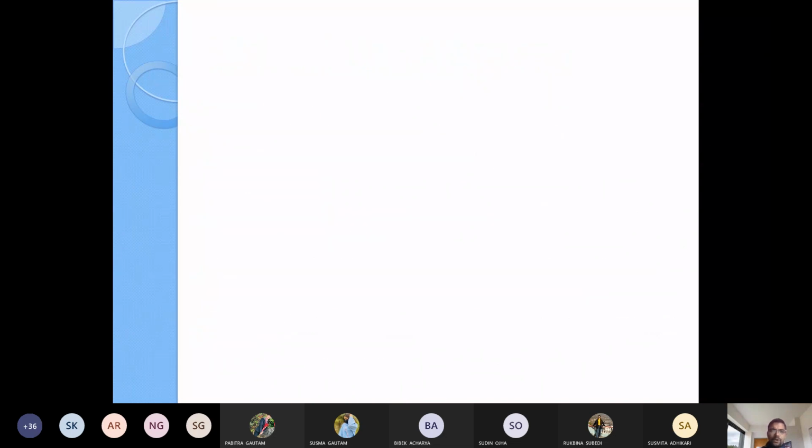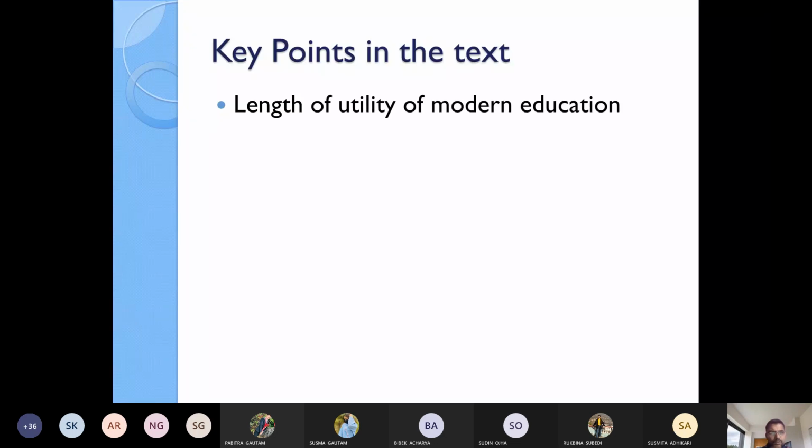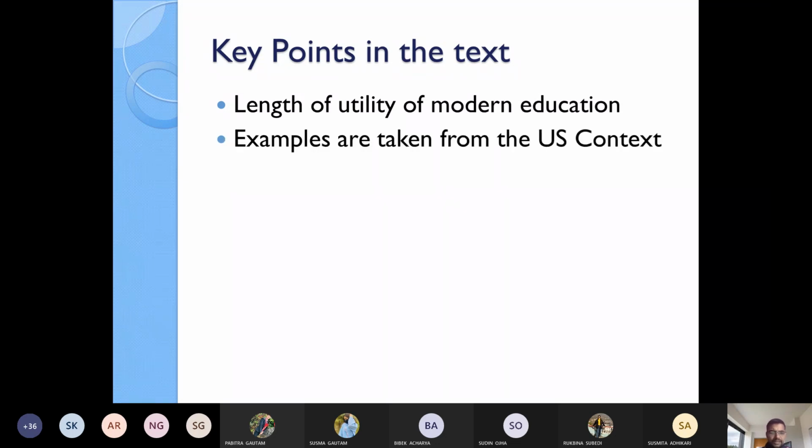Now, in this lesson, the key points we have just discussed, our focus is on the utility of the modern educational system. Where we are, and what we are really educating for, is the most important factor. Examples in this text are taken from the US context. Major examples we can find from the US context.